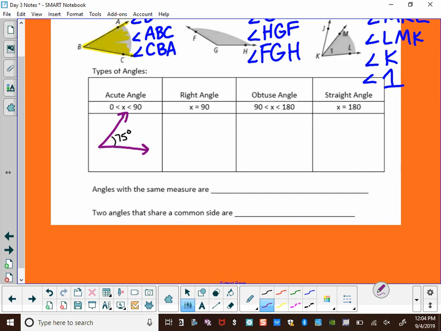To prove that I have a right angle, you don't even have to write anything inside the angle. You just have to put this square. That square means that it is a right angle. You just have to know that.